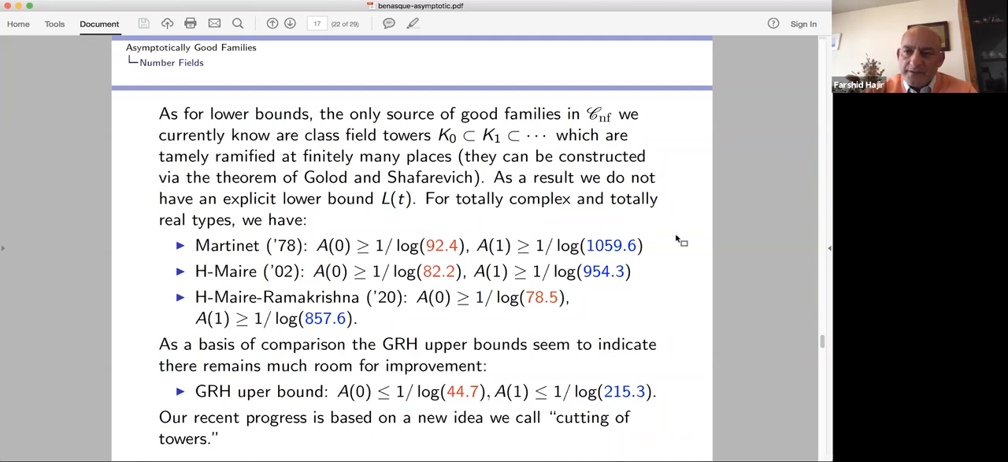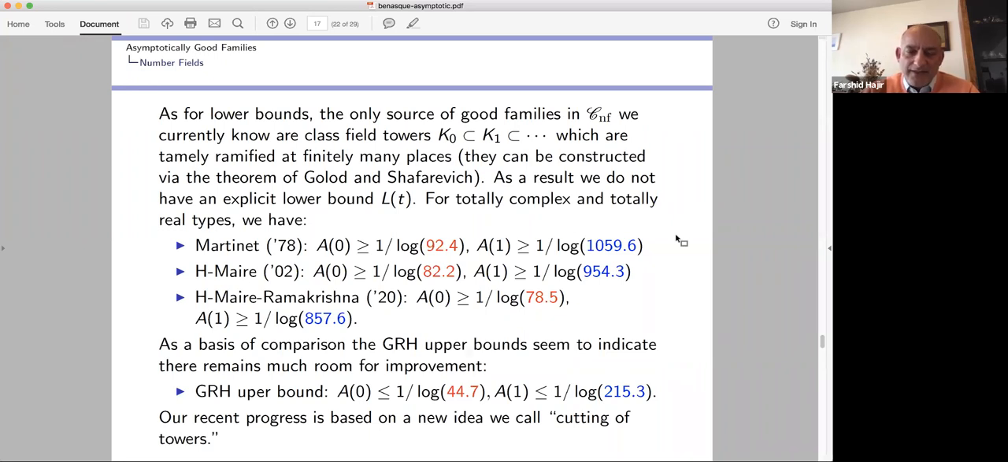So together with Christian Mayer, around 2000 or so, we came up with some new ideas for how to try to beat Martinet's records. And we were able to do it, and we reduced those numbers in red. So in red, this was hard to read, and I didn't have time to make a table. So you can see the sequence of improvements. Basically, it goes from 92 to 82, and the current record, as far as I know, is from a recent paper with Ravi Ramakrishna and Christian Mayer, is 78.5. And on the totally real side, we were also able to improve it to 857.